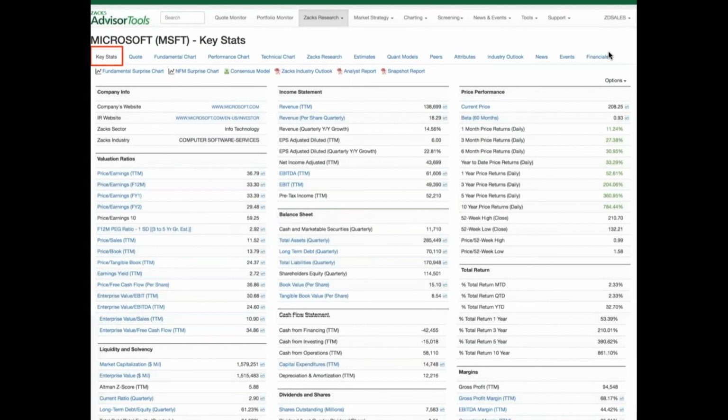So now we are circling back to the key stats page. Here you can gain all of the detailed information you need, from income statement and balance sheet metrics, to cash flow, liquidity, and solvency, as well as just basic information on those quant models as well.